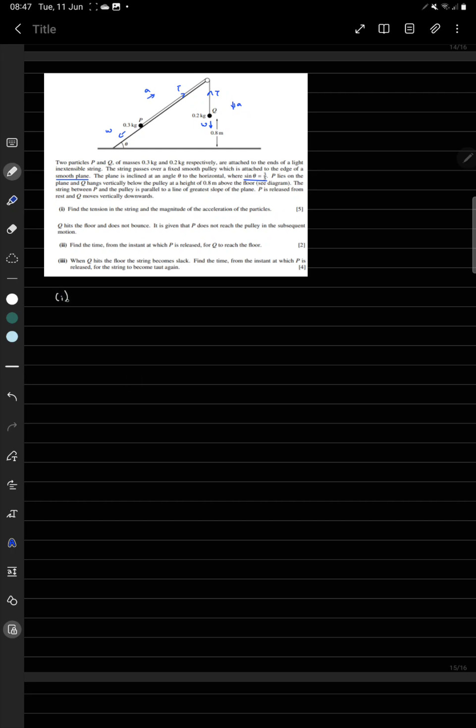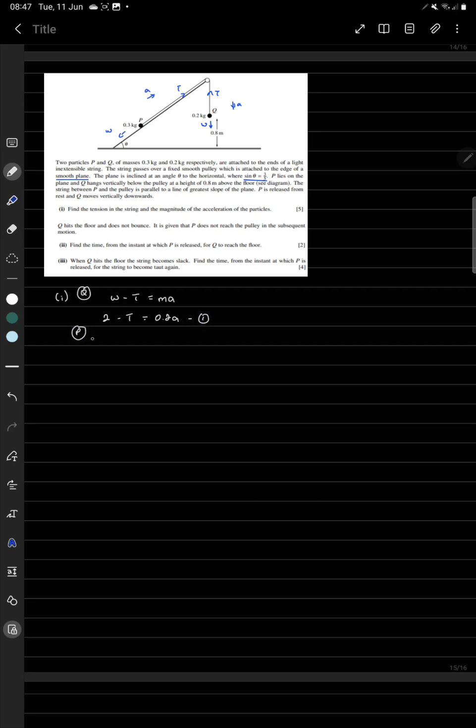You want to find the tension in the string and the magnitude of acceleration. So first thing that we're going to do is use F equals ma, but let's focus on one particle here. Let's move with Q. So for Q, F equals ma. Weight is bigger, tension is smaller, equals ma. So its weight is 2 minus the tension, which we're trying to find later, equals 0.2 acceleration. Okay, so that's equation number 1.